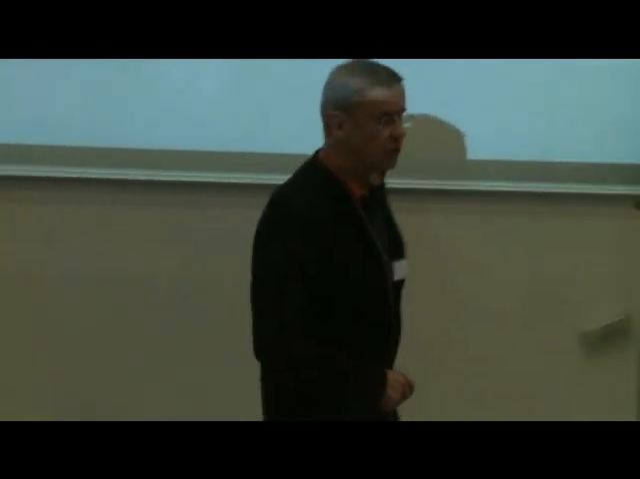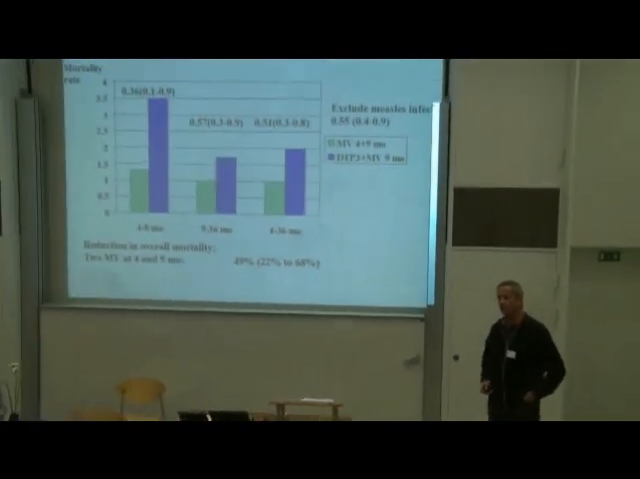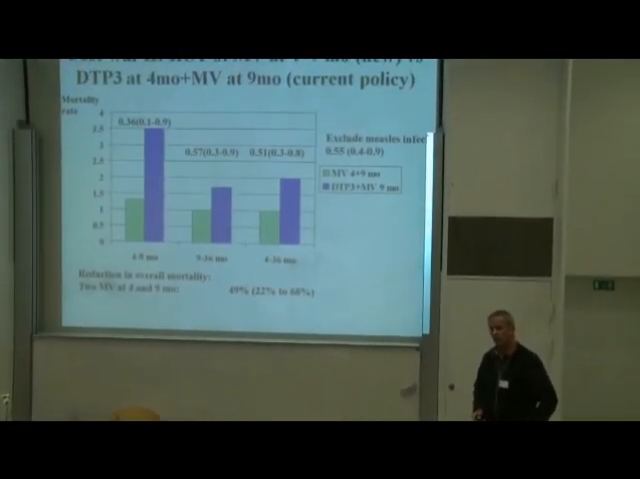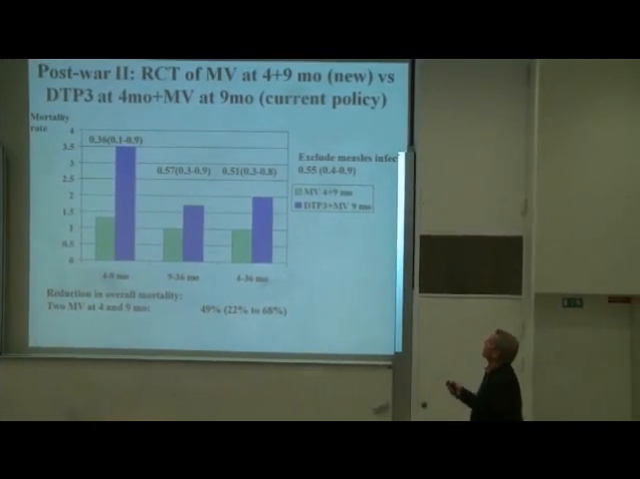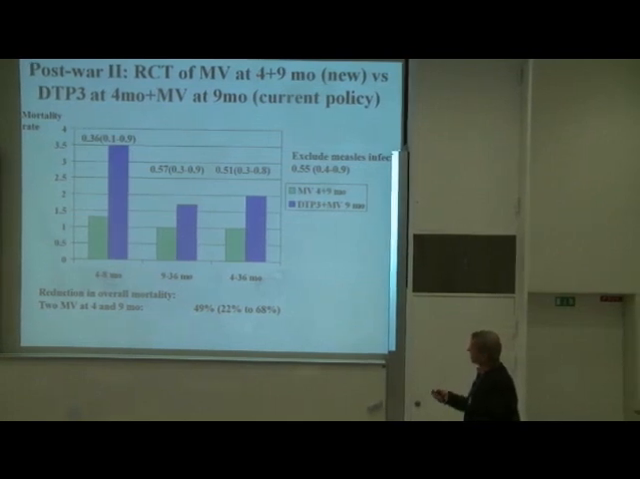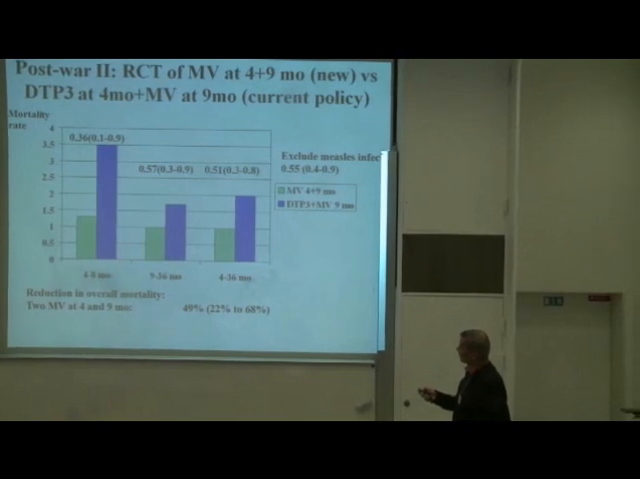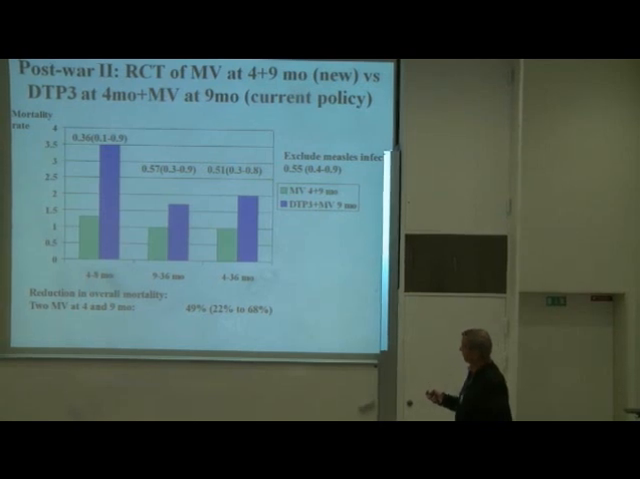And the last thing I'm going to show you here: after the war we have pursued this observation on the enormous effect of measles vaccine during the war. We have actually done a randomized trial where we gave measles vaccine at 4 months and 9 months, which would be a new suggestion for our policy. And we tested it against the normal policy at the moment, which is DTP at 4 months and then measles vaccine at 9 months. And that reduced mortality by 49%.